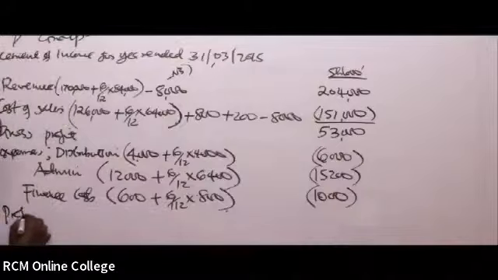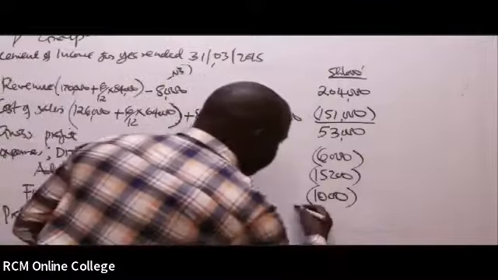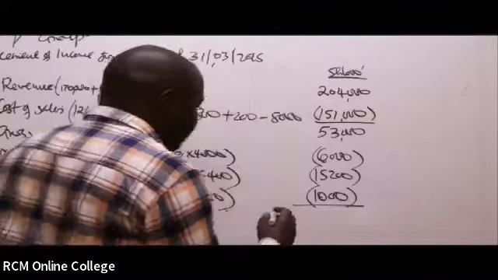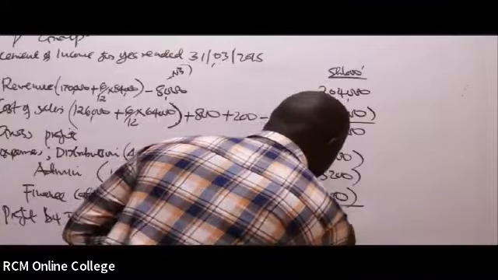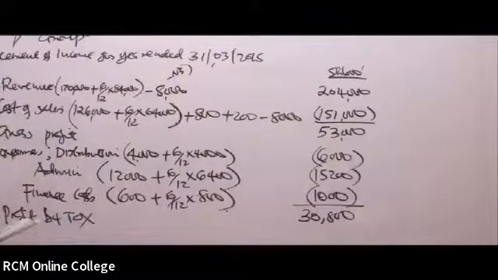So you get the profit before tax. When you do the computation, profit before tax is how much? It is 30,800,000. So the profit before tax is 30,800,000.